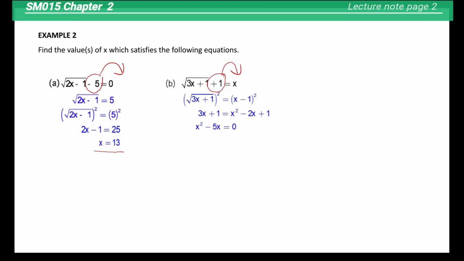So we'll have x squared minus 5x equal to 0, and then you need to factorize that to get the solution of x equal to 0 and x equal to 5.